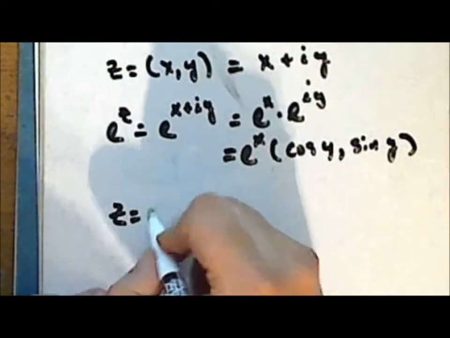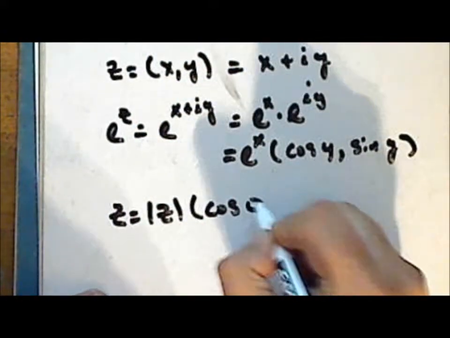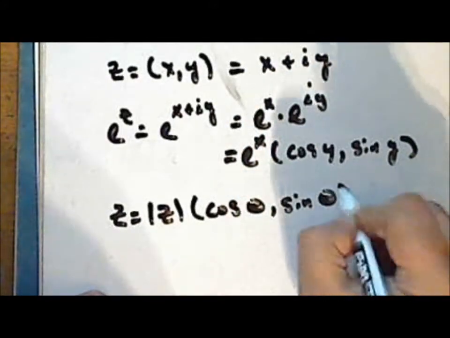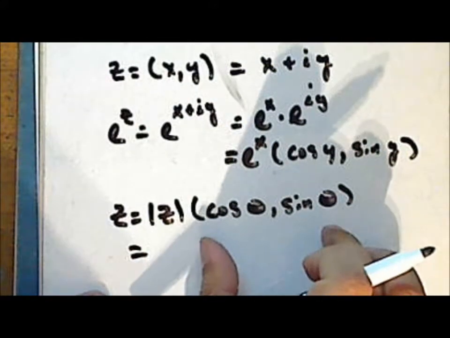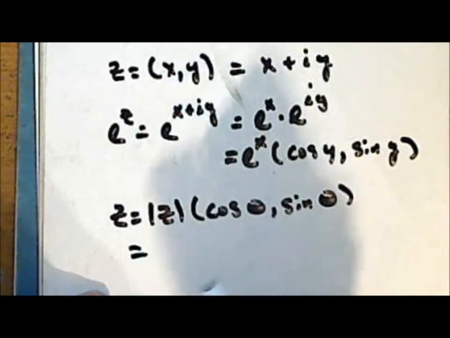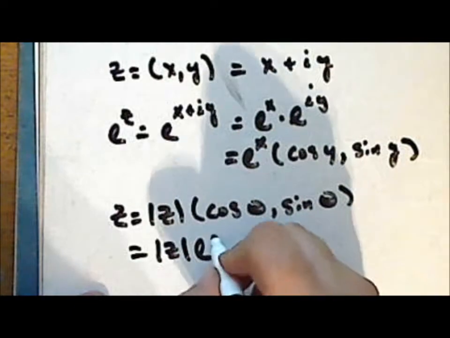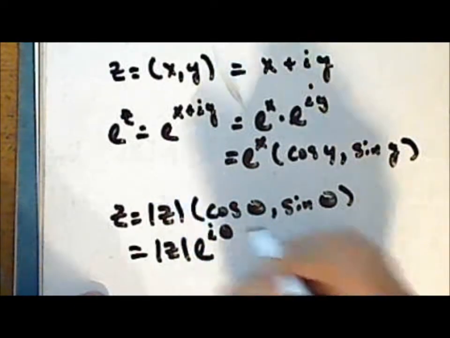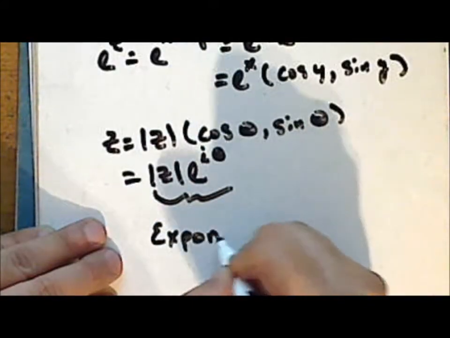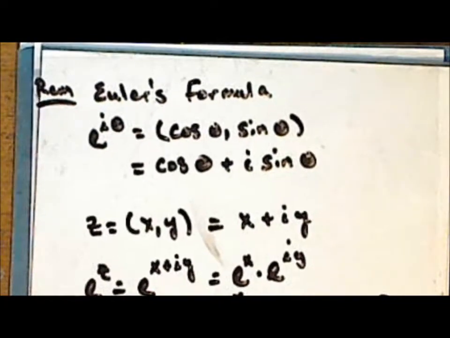In the trigonometric form, we have that z is the modulus of z times the ordered pair cosine theta, sine theta. And as we can now express this ordered pair in terms of an imaginary exponent of e, this is now the modulus of z times e to the power of I times theta. And once again, we refer to this as the exponential form of a complex number. All right?